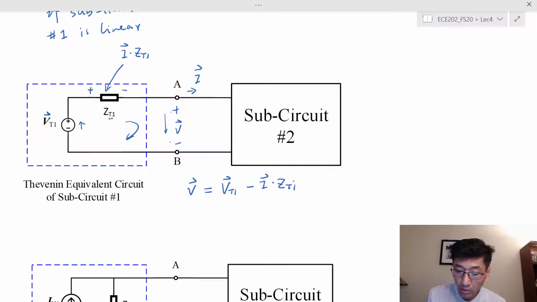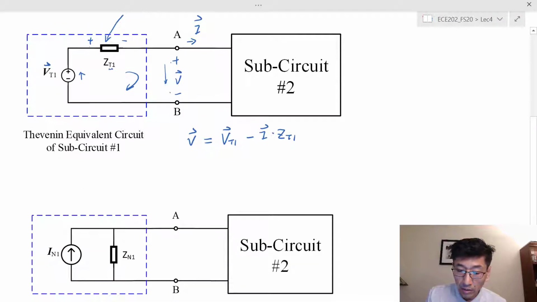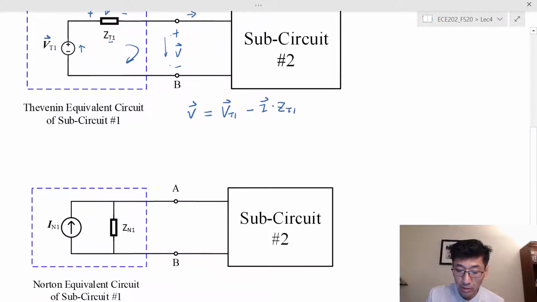And alternatively, we could use the Norton equivalent circuit. The Norton equivalent circuit is a current source in parallel with an impedance, and in this case, the same condition applies: if subcircuit number 1 is linear, then we can replace it by this Norton equivalent circuit, which is inside this dotted box here. And we have V and I.